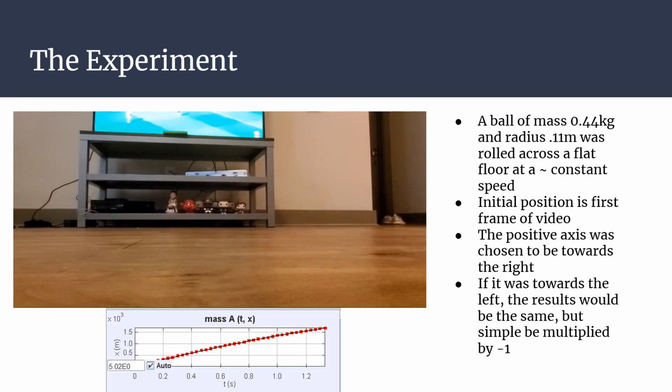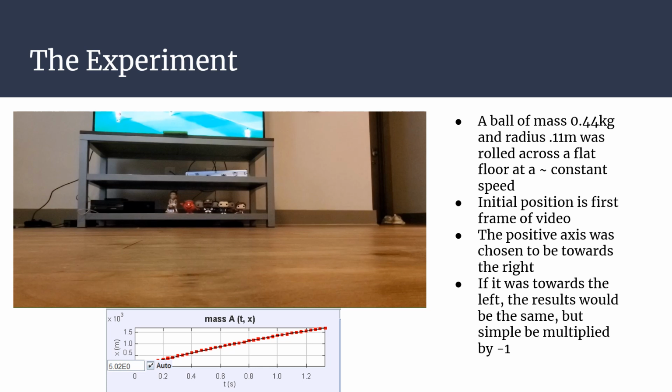So the experiment, as you just saw, consisted of rolling a soccer ball across a flat floor, and the initial position is just the first frame of the video, and the x and y axes were arbitrarily chosen to be the center of the ball. So what this means is that the initial position of the ball is 0, 0. Also, since the positive axis was chosen to be towards the right, that means that the position is increasing positively, and the velocity is also positive.